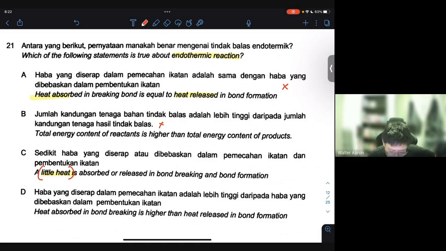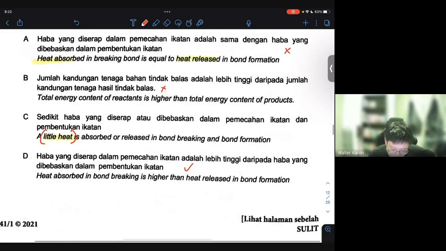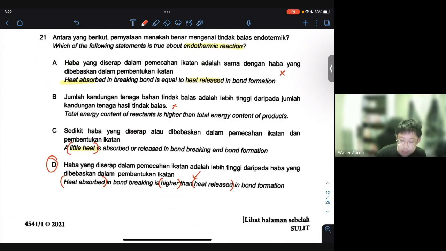For D, heat absorbed in bond breaking is higher than heat release is correct. When your heat absorbed is higher than the heat release, then overall there'll be more heat absorbed compared to heat release. Temperature will remain low. So that's the best answer to describe an endothermic reaction. 21 is D.